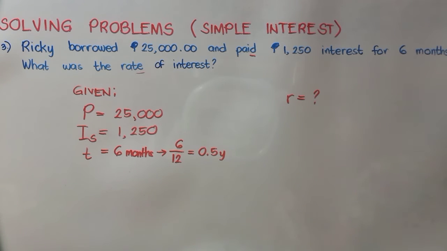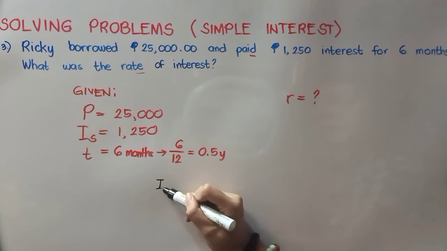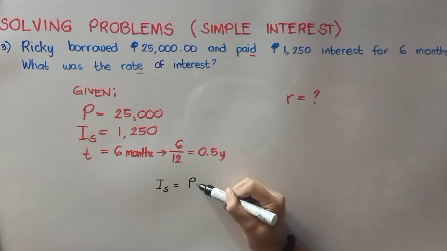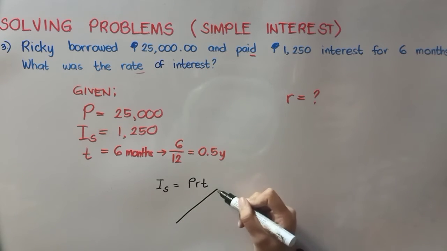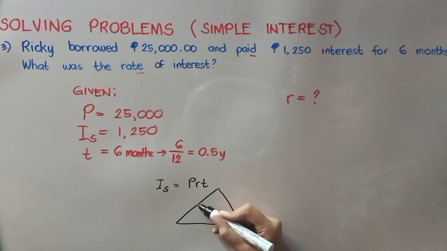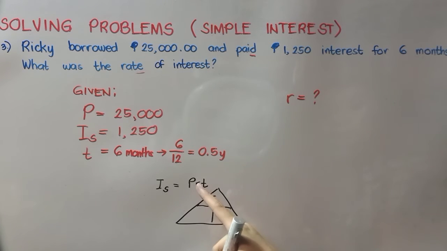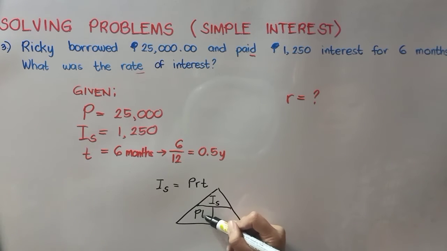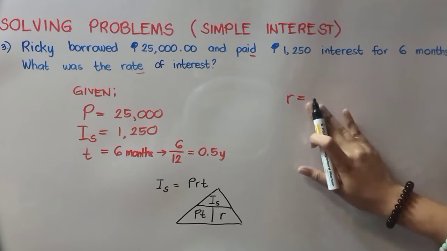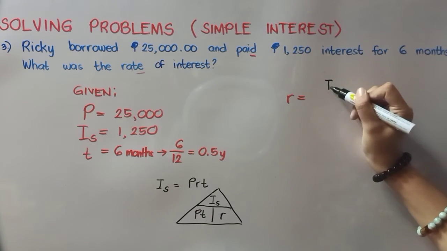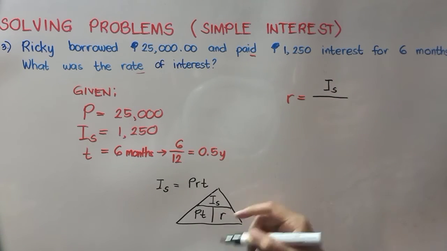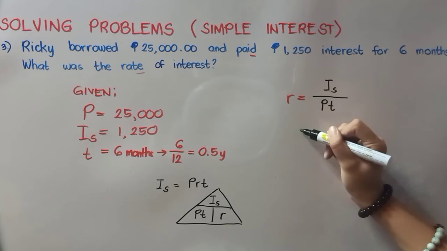Remember that we don't have a formula in getting our rate. Therefore, we will be using here again the triangle method using the formula simple interest is equal to PRT. Remember to place the simple interest on top and isolate R on one side. Therefore, we have here P times T on the other side. Looking at this, our formula for getting the rate is simple interest divided by P times T.